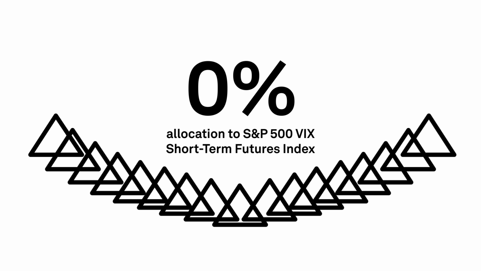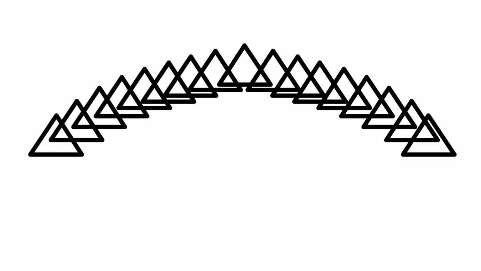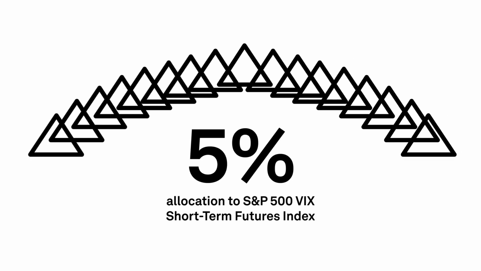On a daily basis, the S&P MAESTRO 5 assesses those signals. When the curve is concave, there is no allocation to the S&P 500 VIX short-term futures index. But when the curve is convex, signaling distress in the market could be imminent, a 5% allocation to S&P 500 VIX short-term futures is triggered and can remain for up to 30 days.